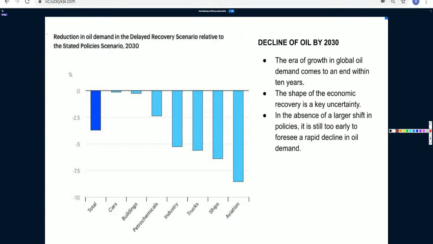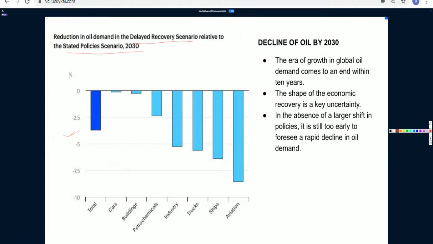This talks about the reduction in oil demand in the delayed recovery scenario relative to the stated policy scenario in 2030. If we talk about the total of all these sectors that use energy, these are the percentages. It may be between 2.5 to 5%, around 3 to 3.5% over here. This is the total reduction in oil demand that may happen in case of the delayed recovery scenario in all the sectors that use energy.